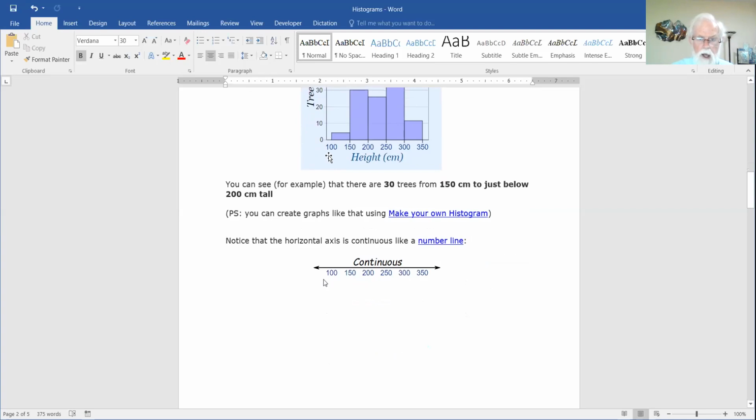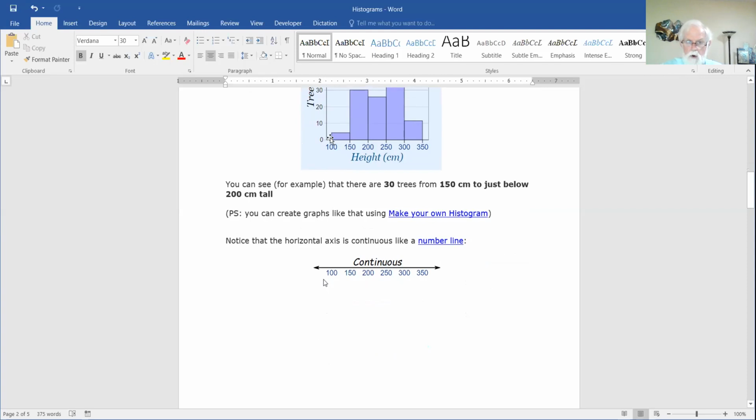So the horizontal axis, the x-axis here, is continuous because the data are continuous. This means that we can have a tree that is as short as 100, but it has to be less than 150.